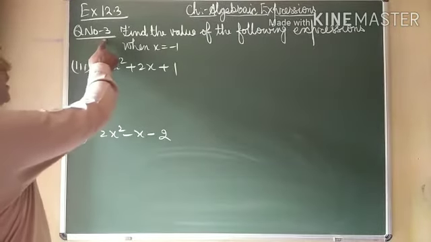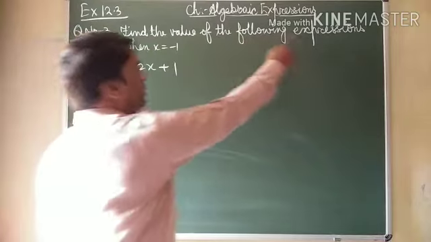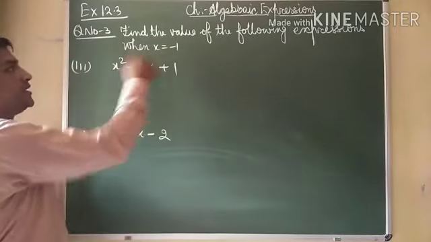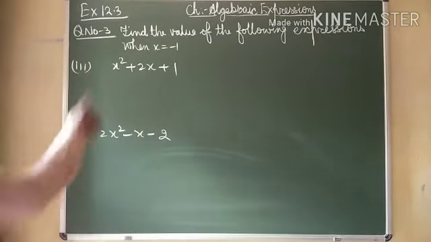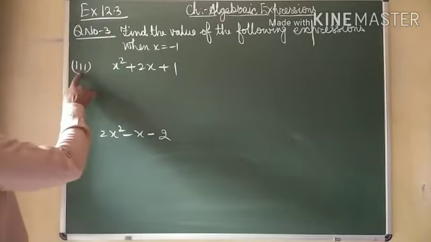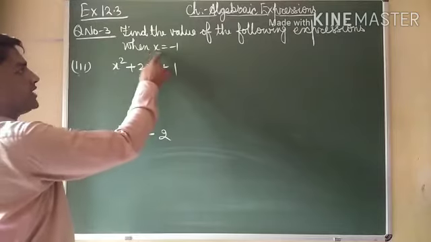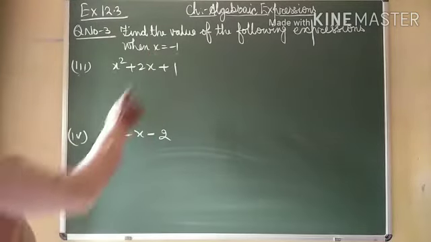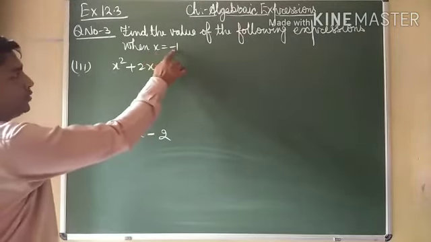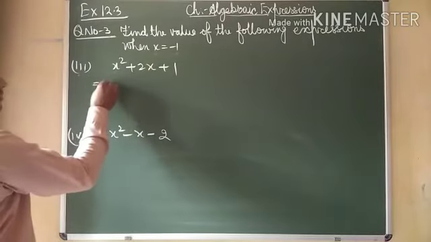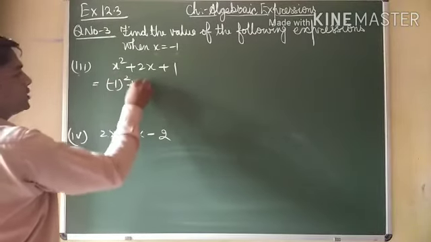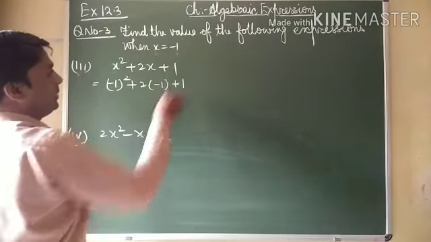Next is question number 3. Find the value of the following algebraic expression when x is equal to minus 1. So first we have question number 3, third part. We have to find the value of x square plus 2x plus 1 at x is equal to minus 1. So first of all, putting the value of x is equal to minus 1 here, we get minus 1 square plus 2 into minus 1 plus 1.